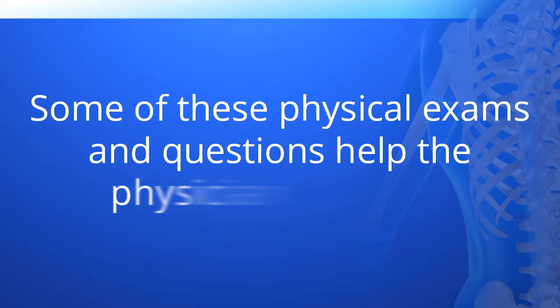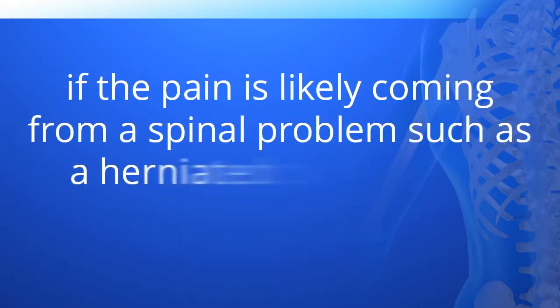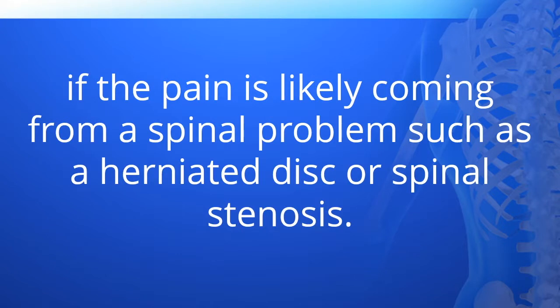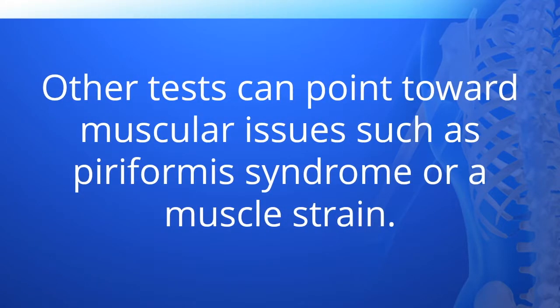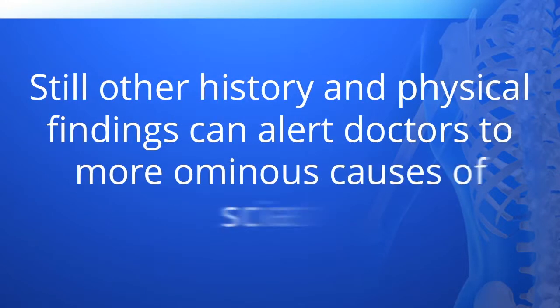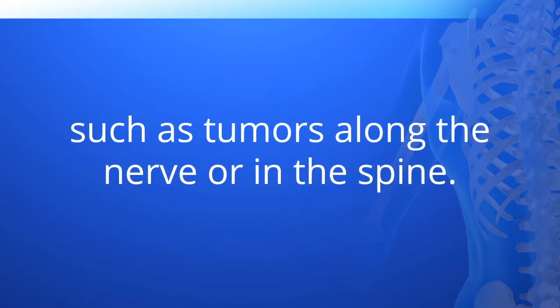Some of these physical exams and questions help the physician determine if the pain is likely coming from a spinal problem, such as a herniated disc or spinal stenosis. Other tests can point toward muscular issues such as piriformis syndrome or muscle strain. Still other history and physical findings can alert doctors to more ominous causes of sciatica, such as tumors along the nerve or in the spine.